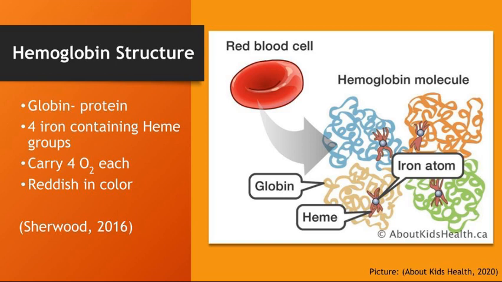Each of the 4 heme groups can bind to 1 molecule of O2, allowing for up to 4 O2 molecules for each hemoglobin molecule. Oxygen is poorly soluble in the plasma, so 98.5% of oxygen in the blood is bound to hemoglobin. Oxygenated blood is reddish because of the iron and oxygen.